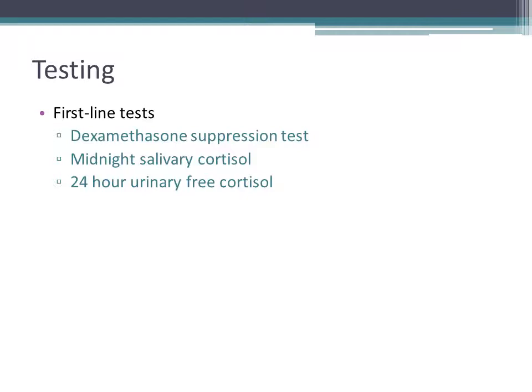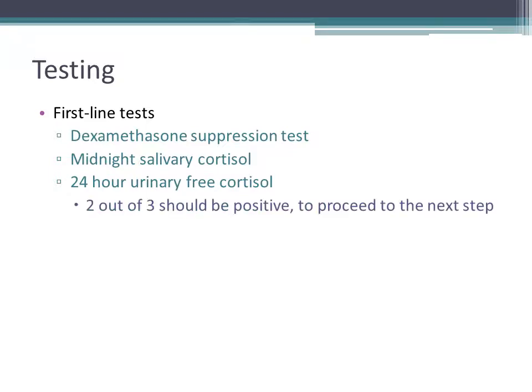The third screening test is 24-hour urinary free cortisol. We excrete cortisol in our urine, so if we collect 24-hour urine for the whole day, we will find high cortisol levels in those with Cushing syndrome.